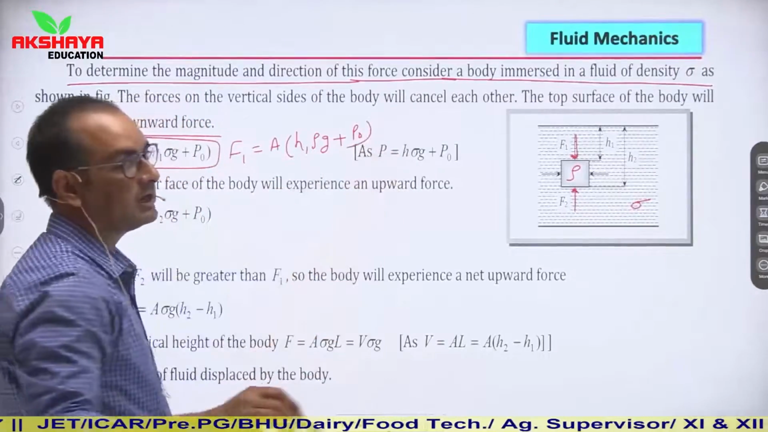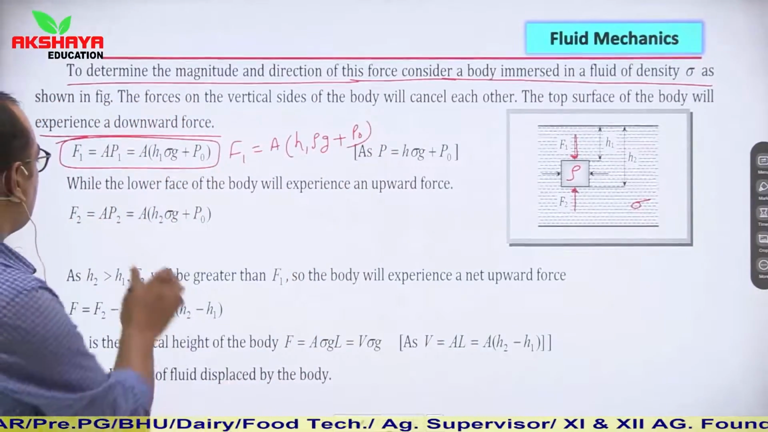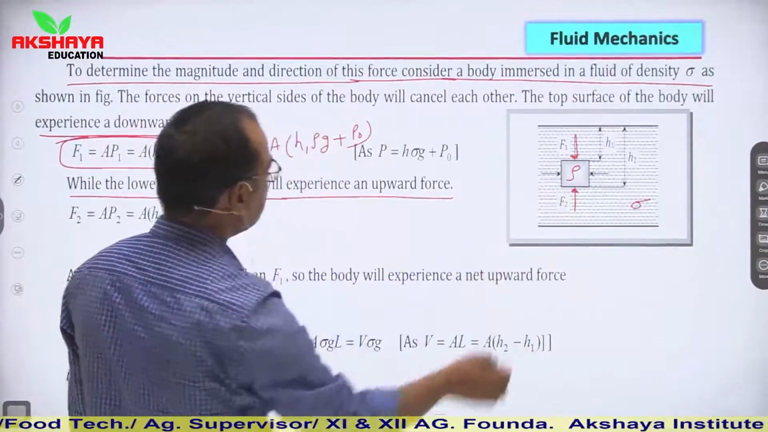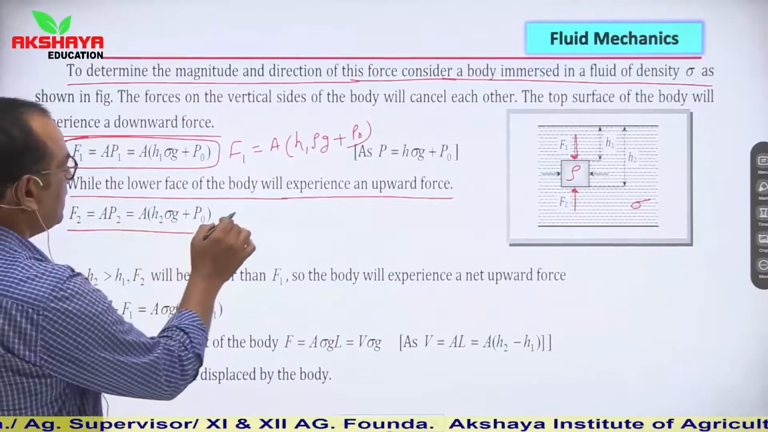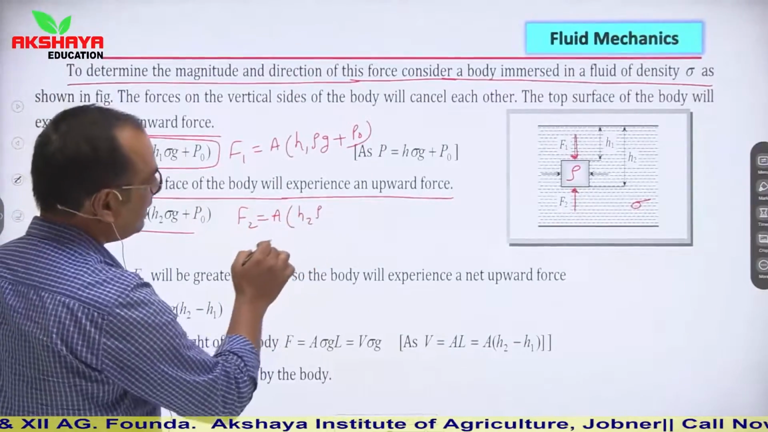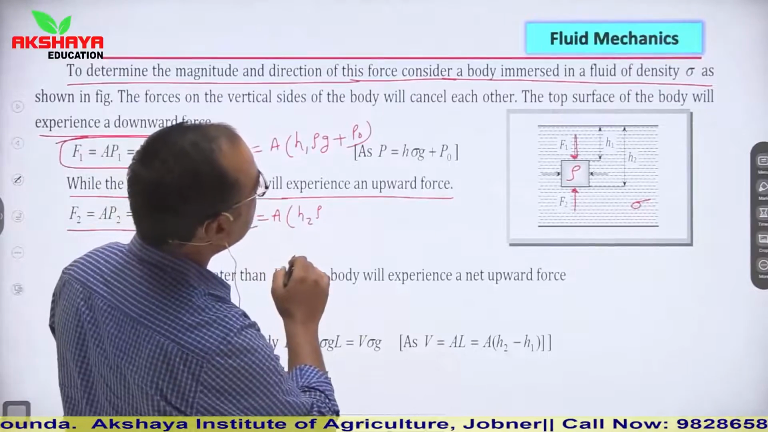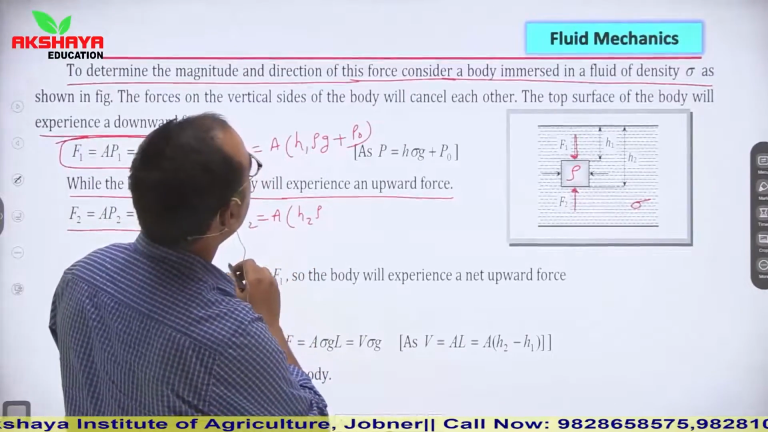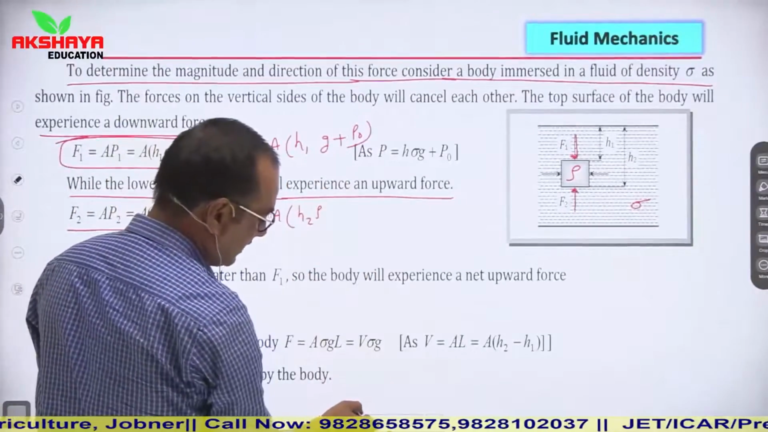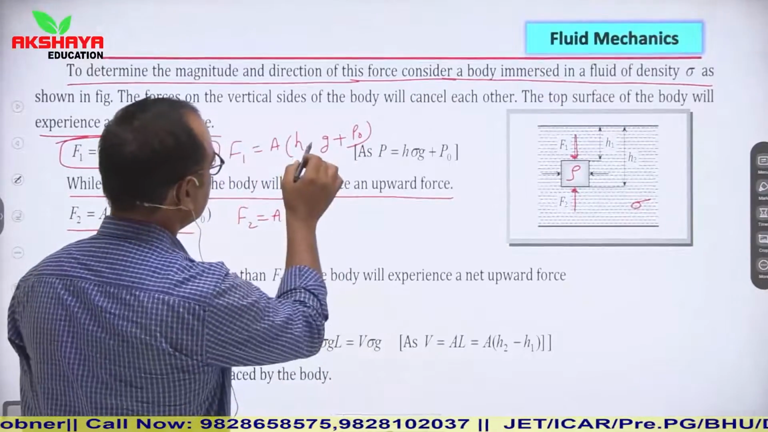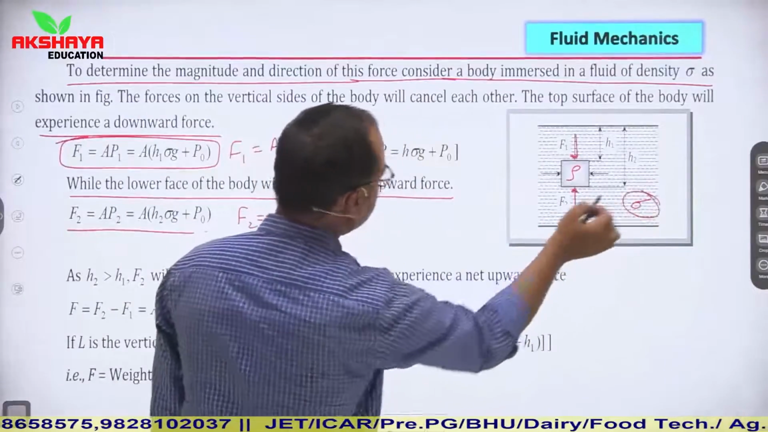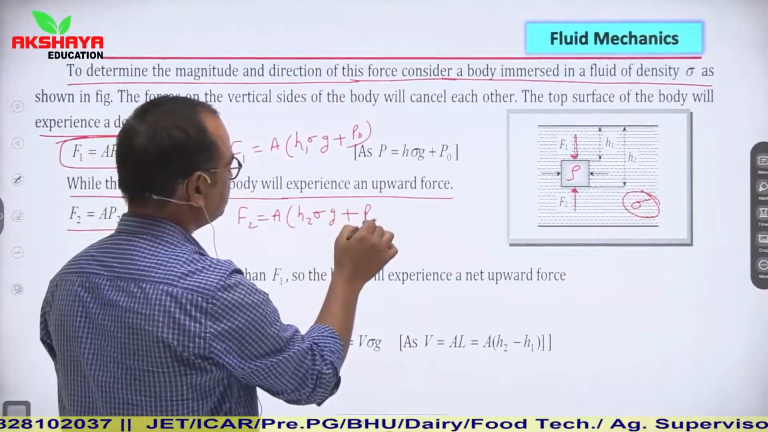So this is the force exerted on the top surface of the solid, while the lower face of the body will experience an upward force. So this lower face will feel a force in the upward direction. It is F2. So F2 is equal to A into P2, and again P2 is H2 rho g. Here we are considering the density of this liquid as sigma, since the force is applied by the liquid. So it is H2 sigma g plus P naught.